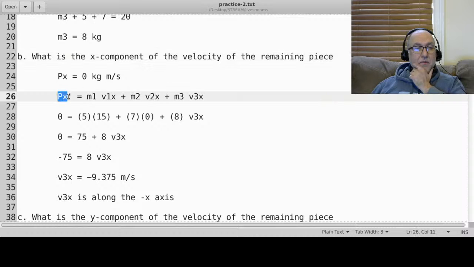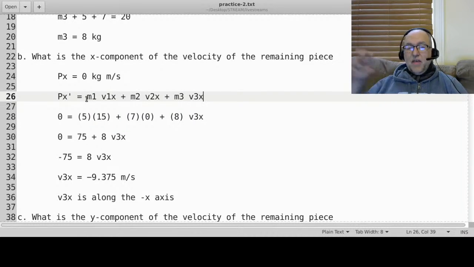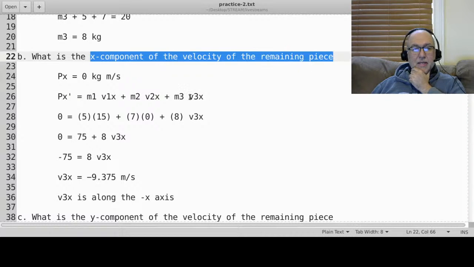Now after the explosion, that's that little prime there, we have that px' is going to be the sum of the contribution to the x component from each of the masses. Basically, you just add up all the mv's, but just the x components. So you have m1 times v1, just the x component, m2 v2, x component, and m3 v3, just the x component. And what we're actually solving for is the x component of the velocity of the remaining piece.